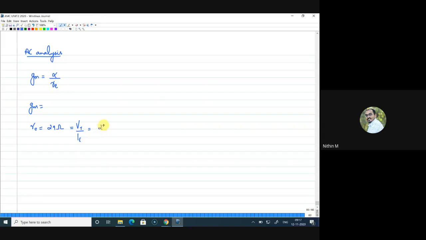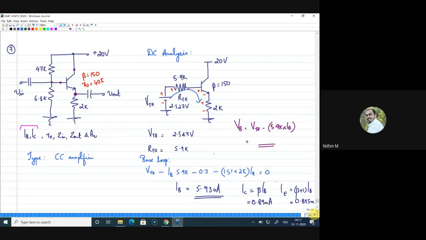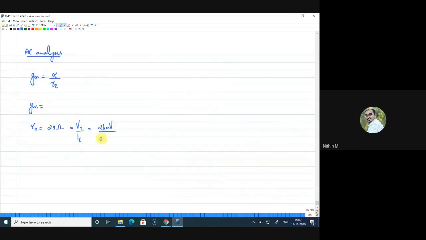All right, so VT is 26 millivolt, right? And IE is 0.895. So that will give you RE. So what is GM value? Okay, GM is 34.23 milliamps per volt. That is GM. Done, right? So we are ready with the small signal parameters now.